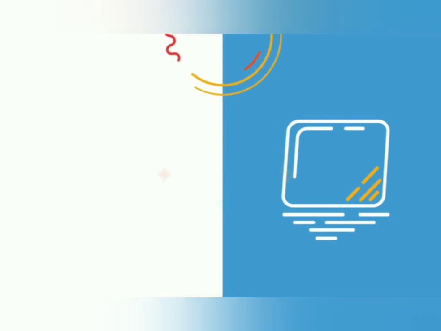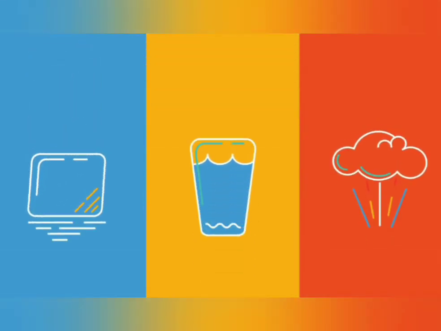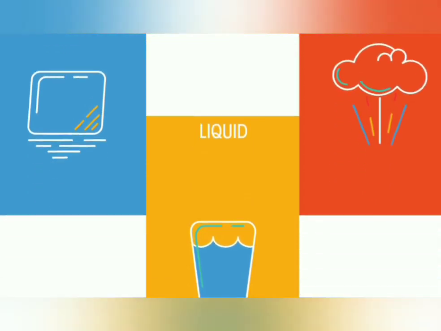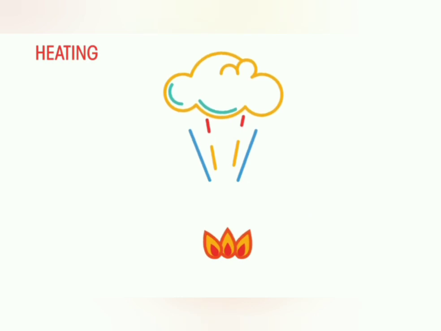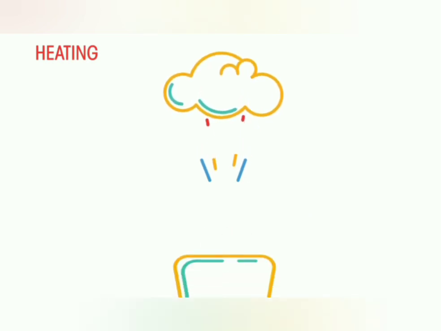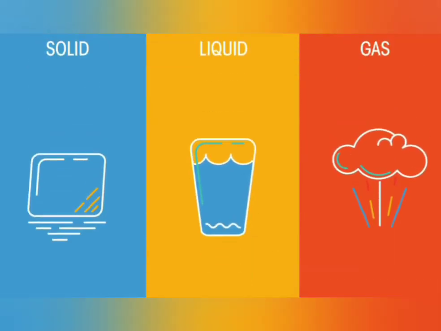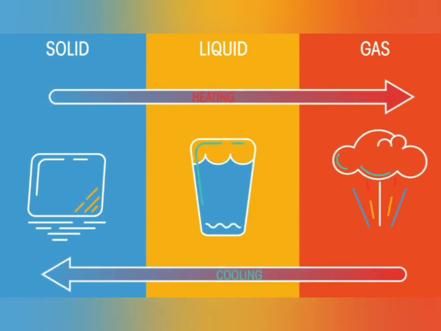Have you ever wondered why ice turns into puddles of water on a sweltering day? Keep watching and you'll find out. On Earth, materials exist in one of three main states of matter: solid, liquid, or gas. Materials can change between these states. When a state change occurs, a substance's properties will also change. However, if the state change is reversed, the substance will recover the properties it had to begin with. Matter can transition between the three states when heated or cooled.